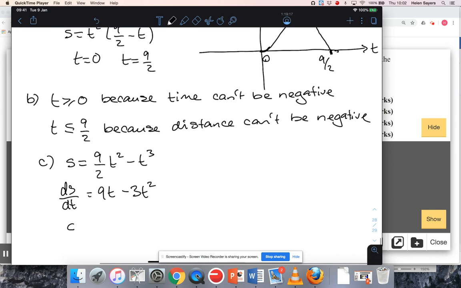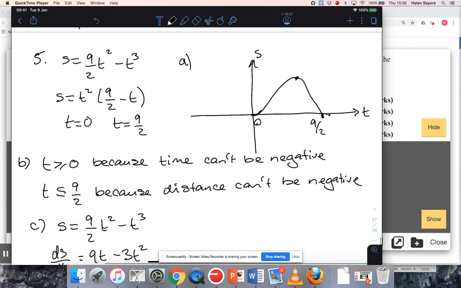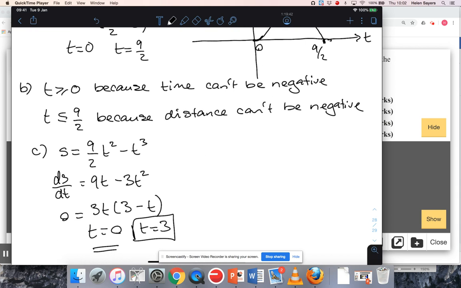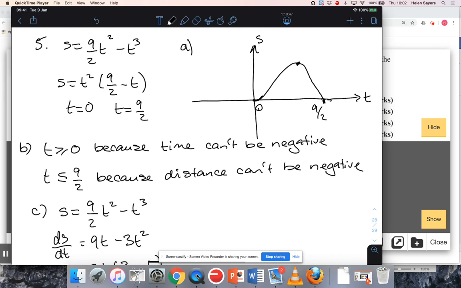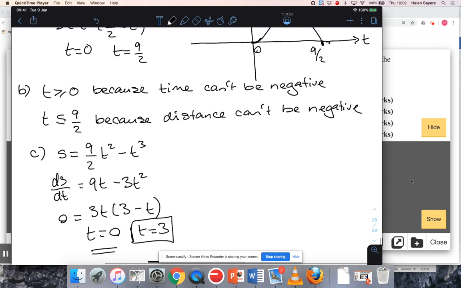I'm after a stationary point. Right, we'll take 3t out as a common factor. So if I take 3t out, I get that. So I've got a stationary point at t is 0 and t is 3. And I knew there would be one at t is 0 because we already knew from our sketch there was a stationary point at t is 0. So the one I'm interested in is t is 3. I can see from my sketch that when t is 0, it's the minimum, and when t is 3, it's the maximum. So I don't need to justify that.